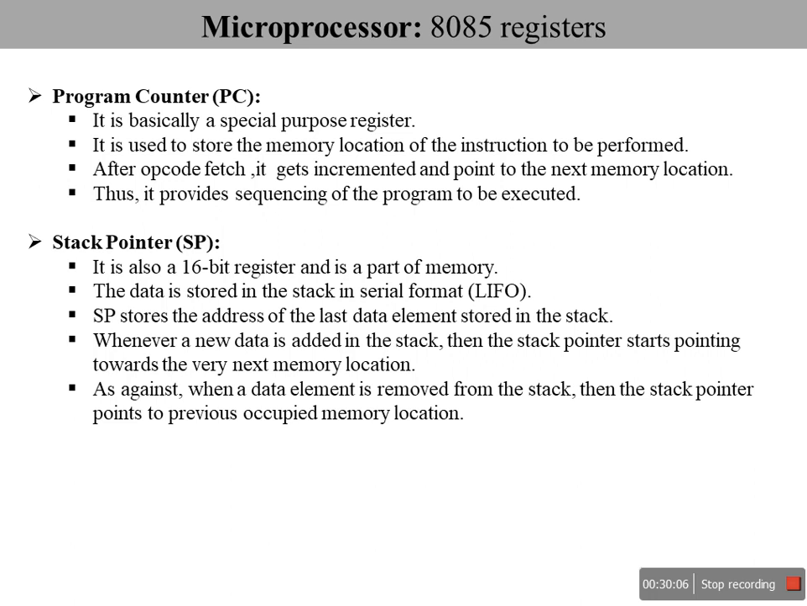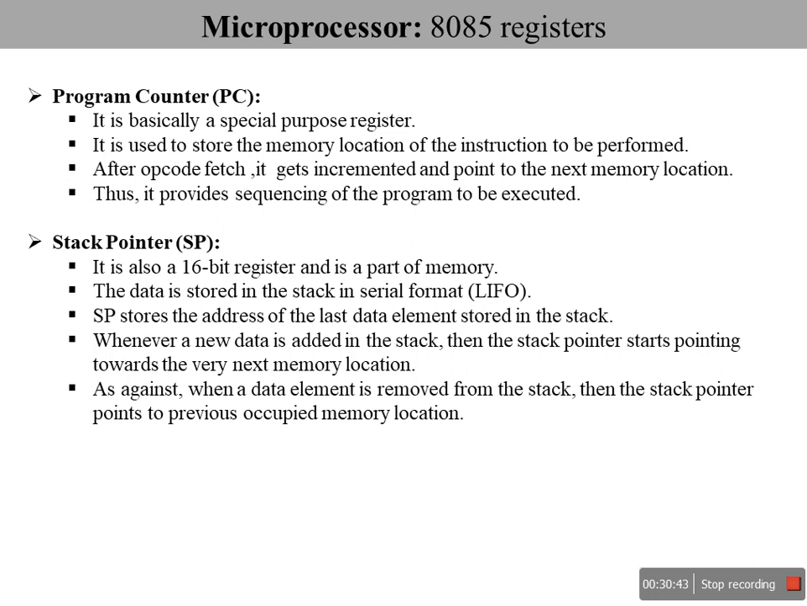It is the program counter which is responsible for taking the instruction from the memory and fetching it to the decoding unit of the microprocessor. So it is used to store the memory location of the instruction to be performed. It points to the first instruction. Then after the opcode fetch, once it gets the first instruction from memory, it automatically gets incremented and points to the next memory location from where it has to again retrieve the opcode. Thus it provides sequencing of the program to be executed. So this is a very important register for execution.